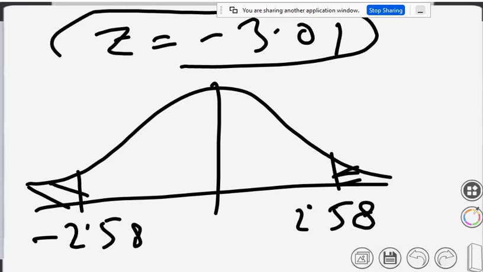Where does it fall? Minus 3.01 is somewhere here. So the calculated value falls in the critical region. So null hypothesis is rejected. So we reject the null hypothesis and accept the alternate hypothesis.